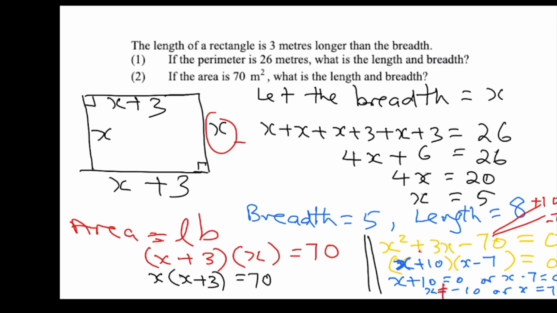So now the breadth is 7. And so what is the length? The length will be 7 plus 3, which is equal to 10. And that will answer that question there. The length should be 10 and the breadth should be 7.